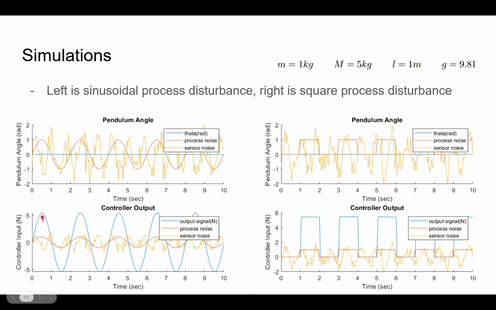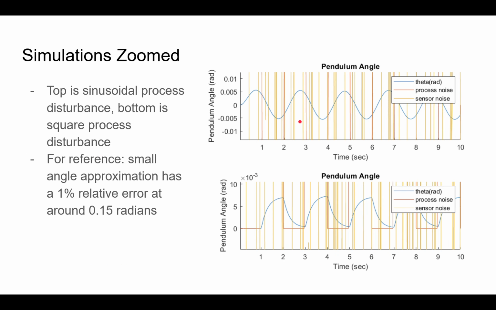It has to work 5 times as hard because it's 5 times as heavy as the pendulum. So yeah, if you zoom into the pendulum angle, you can see we have a peak of around 0.005 radians for my sinusoid input, and we have a peak of 0.007 radians for my square signal. That's pretty good.